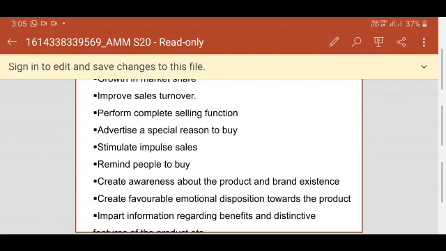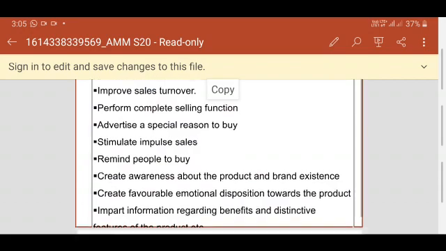Next, impart information regarding benefits and distinctive features. Of course, it will give a lot of information regarding the particular advertisement or product, and uses of the product, and also it will distinguish it from other products. Why do you have to purchase this product rather than another product? It will distinguish in such a way.